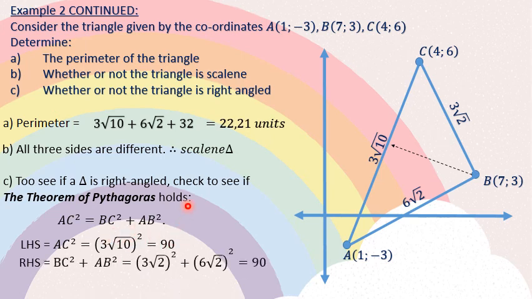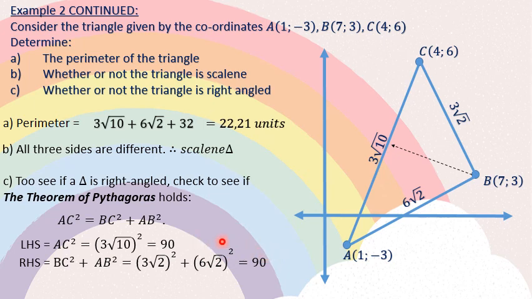Let's double check the right-hand side of the theorem of Pythagoras. If you take 3 root 2 squared and add it to 6 root 2 squared, well, 3 squared is 9, root 2 squared is 2, so 9 times 2 will give us 18, plus 6 squared is 36, root 2 squared is just going to give you 2, so 36 times 2 is going to give us 72. 72 and 18 together gives us 90.